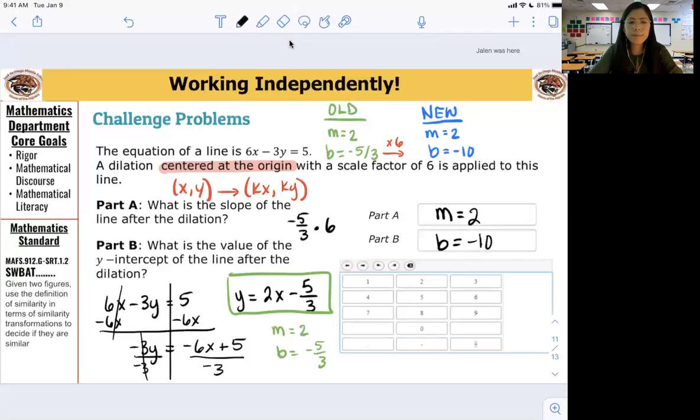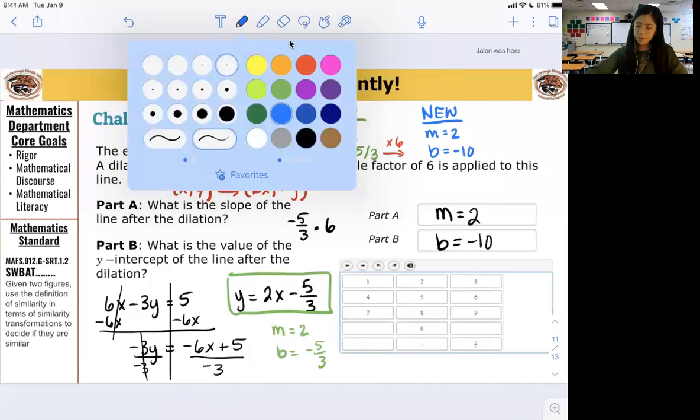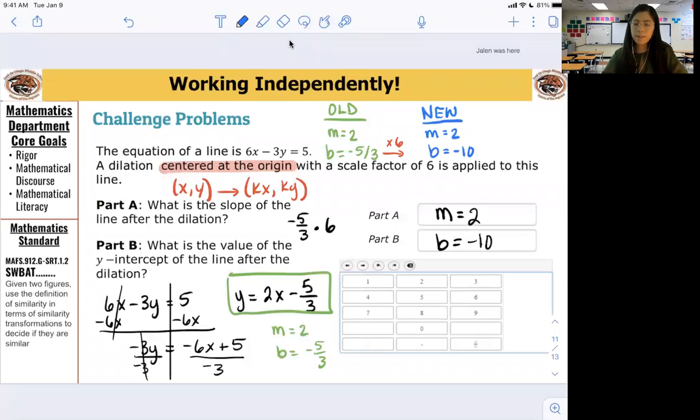Any questions? No questions. Okay, so finally, here's one last question. What's the equation of the new line? What would be the equation? Good. y equals 2x minus.